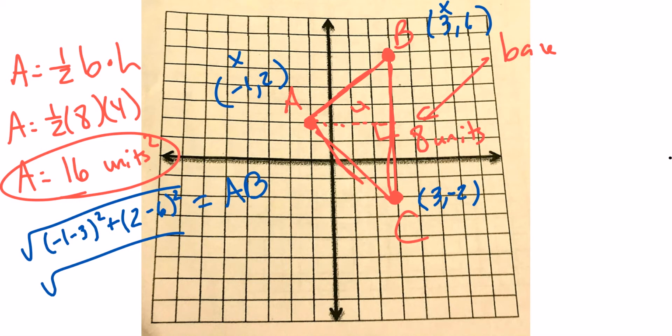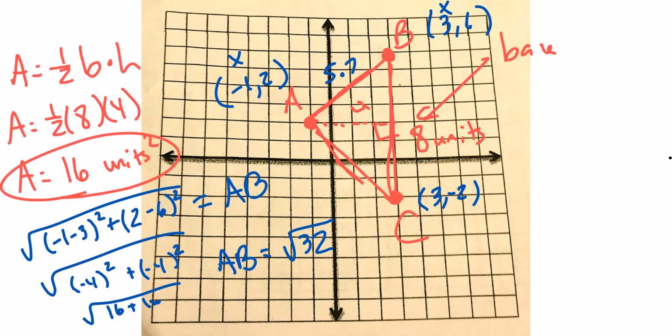So remember, you have to do inside the parentheses first. So I get -1 minus 3 is -4 squared. 2 minus 6 is also -4 squared. Remember, when you square something inside a square negative, it's actually going to be positive, so it's 16 plus 16. So the length of AB is equal to the square root of 32. So we're going to say AB is about 5.7 units. So AB is 5.7.